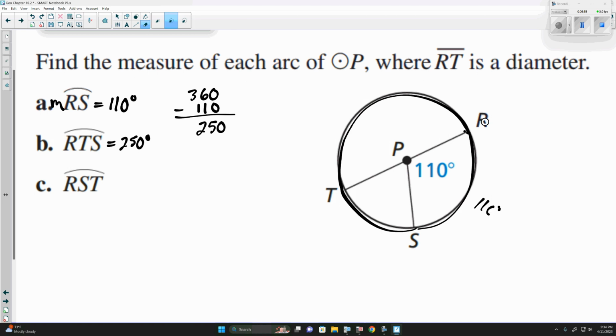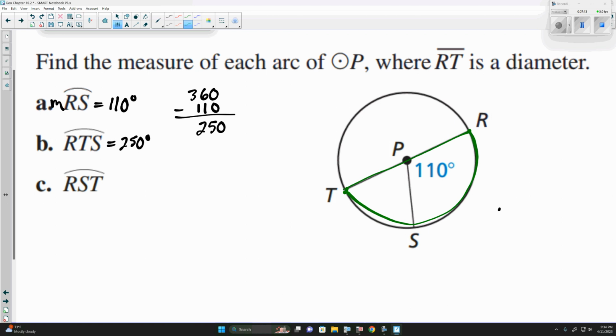RST. So let's look at it. It says we're starting at R, going through S, and ending at T. And they told us RT is the diameter, yes? So this would be 180, because if an arc connects to the diameter, it's going to be half the circle.